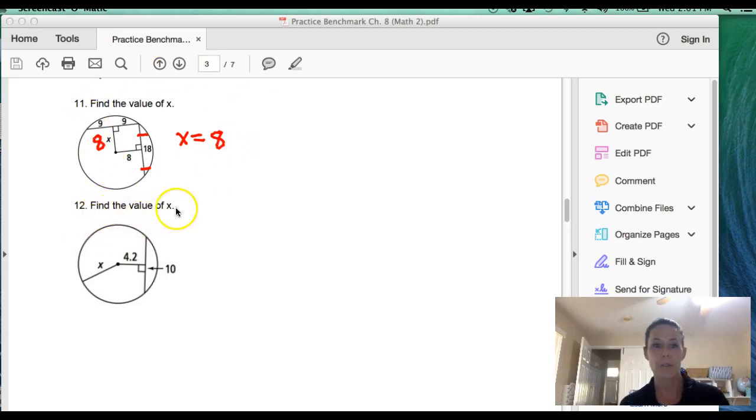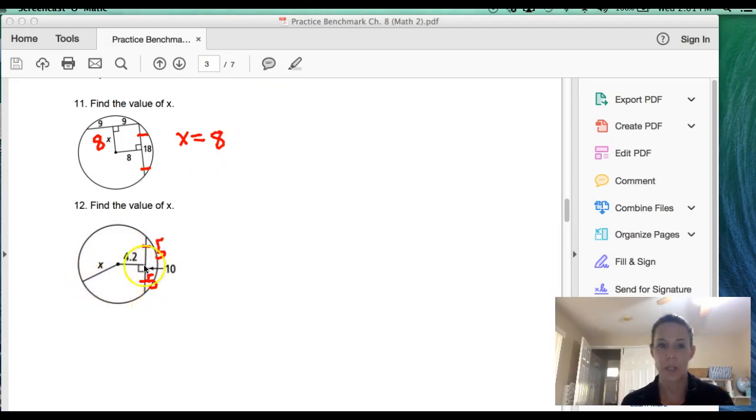All right, find the value of x. So here we need to find this value of x. X is a radius here. We have this segment. We see that it's perpendicular to this chord. So since this is perpendicular to this chord, we know these two segments are congruent. If this whole thing is 10, each segment is going to be 5. We're looking for the radius.